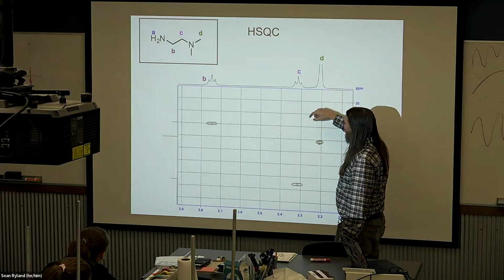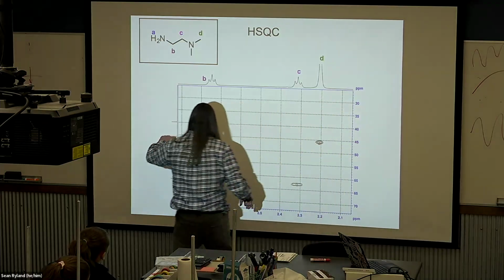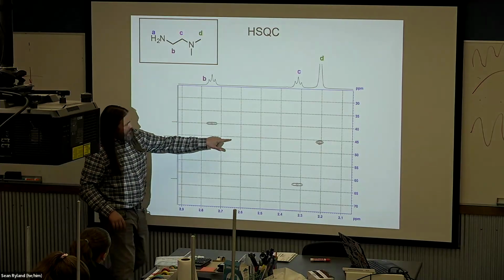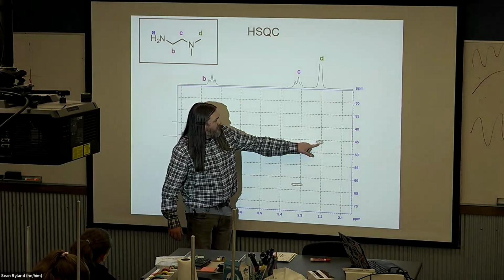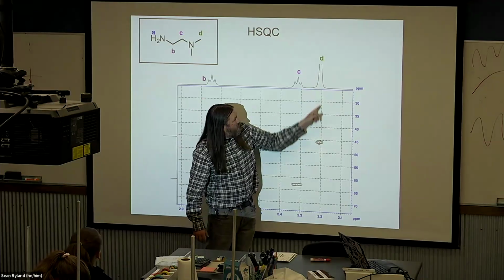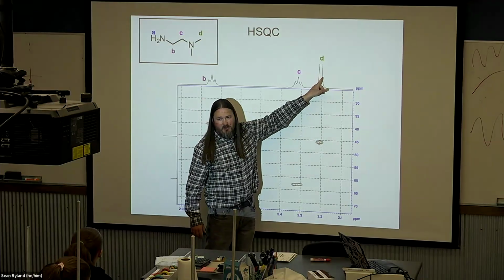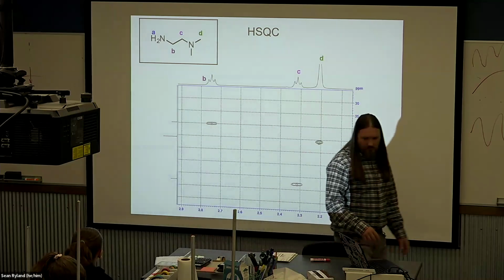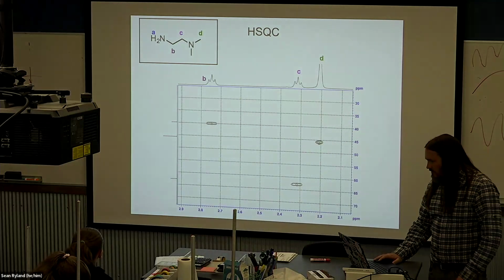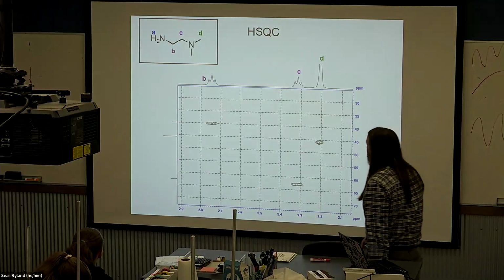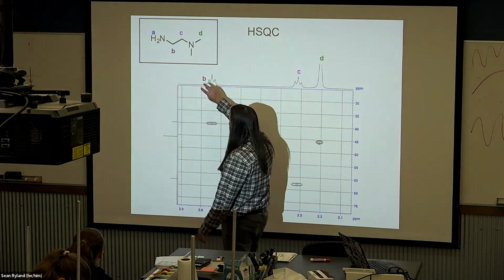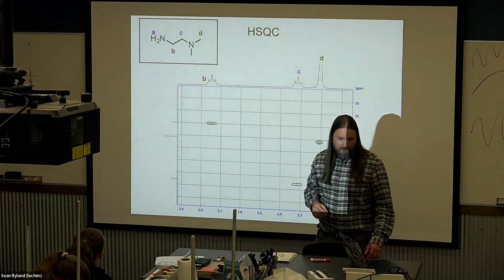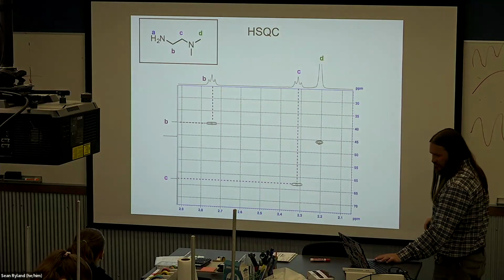Here's the one we labeled as D, this middle one. It shows up with a nice big spike right here, directly underneath our big broad peak. So that allows us to say this is definitely D. But these other ones, we're trying to determine between B and C, what goes to what. It's a little bit trickier.